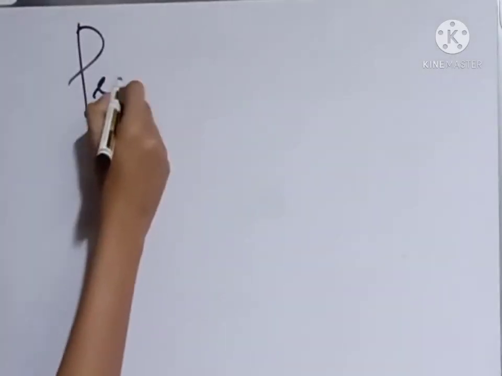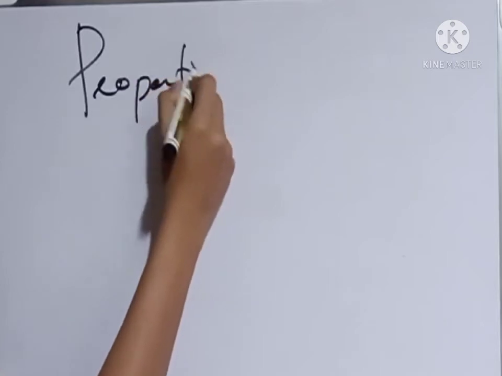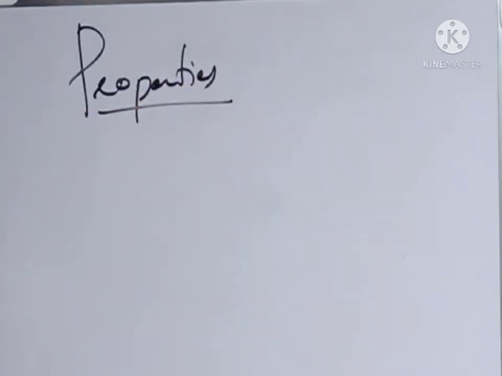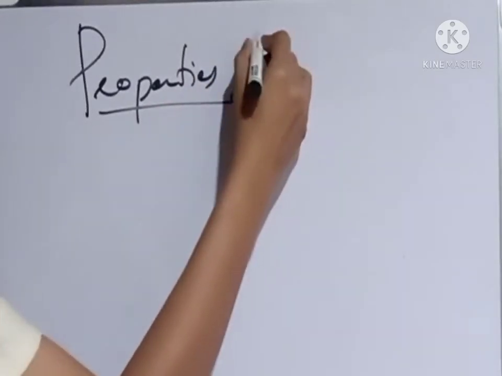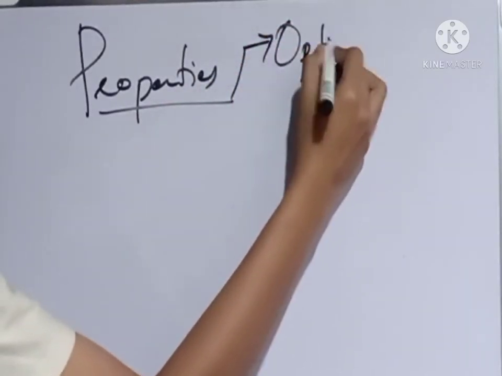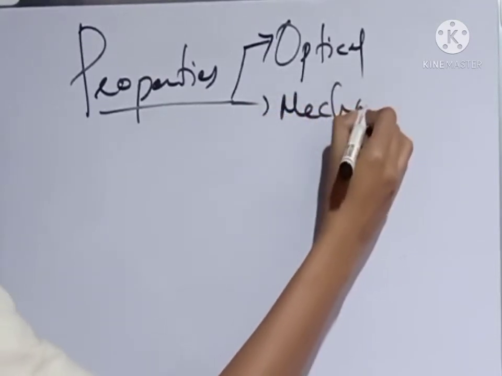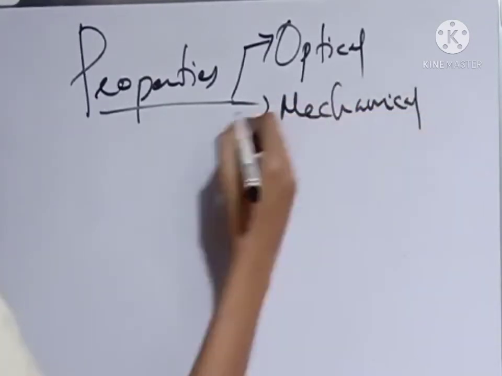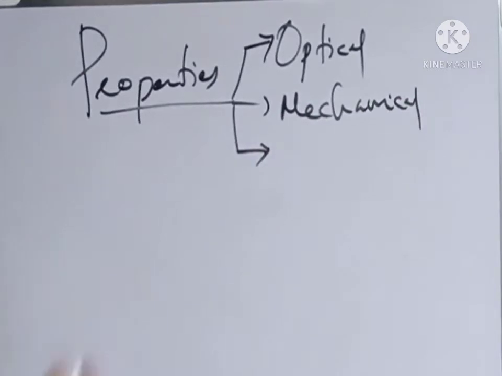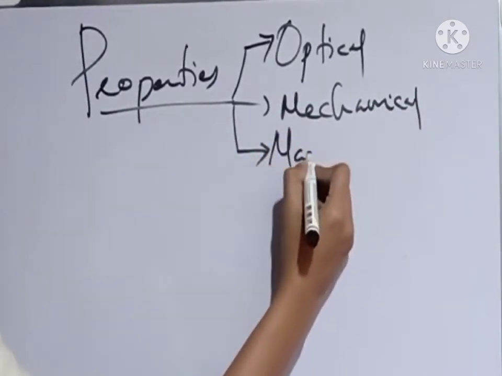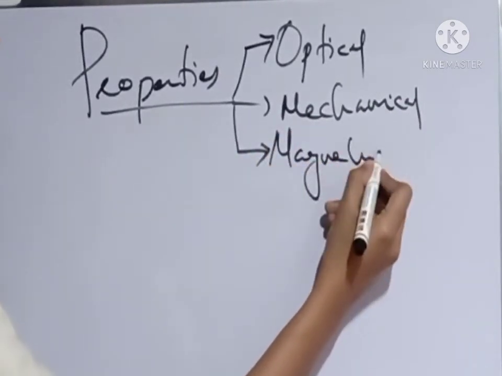Hello all, here we are going to discuss the properties of nanomaterials. We can classify the properties into three main categories. One is optical properties, the second one is mechanical properties, and the third one is magnetic properties.